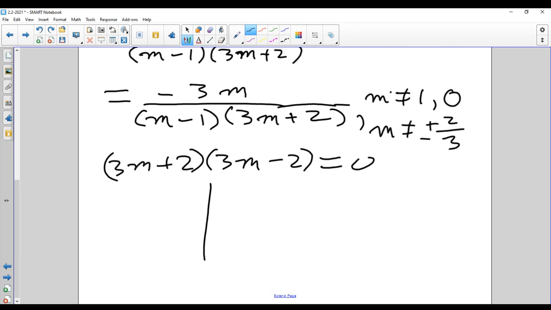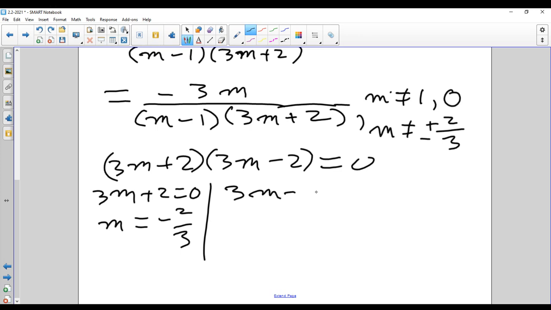Zero product law says if that's true, set each of these equal to 0. So 3m plus 2 equals 0. If you solve this, you get that m is equal to minus 2 over 3. And the same thing would happen over here. 3m minus 2 equals 0. If you solve, m is equal to 2 over 3. So it's plus and minus 2 over 3.